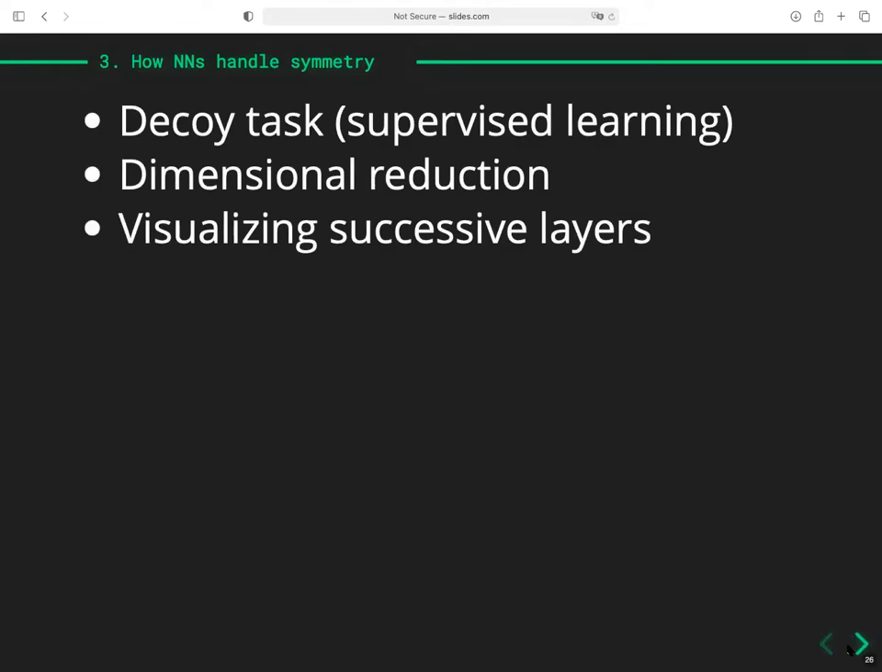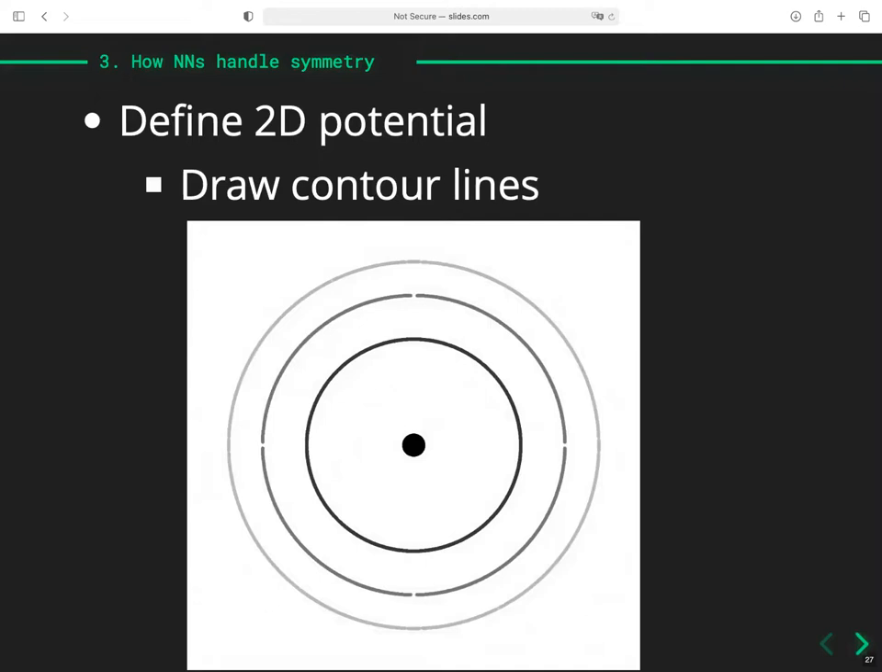So I'm going to define a decoy task. A task we invent about a problem with a symmetry, and it's going to be a supervised task, which we know about. Then we'll perform some dimensional reduction, and I'll have a look at what happens through the different layers of the neural network. So the task is simple.